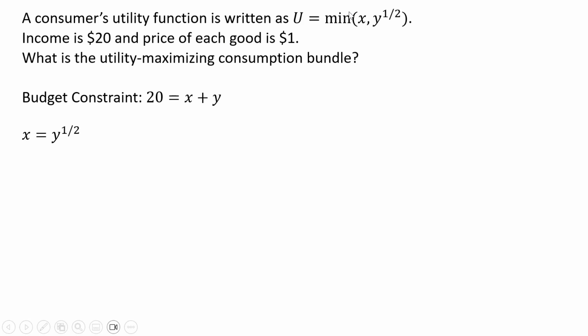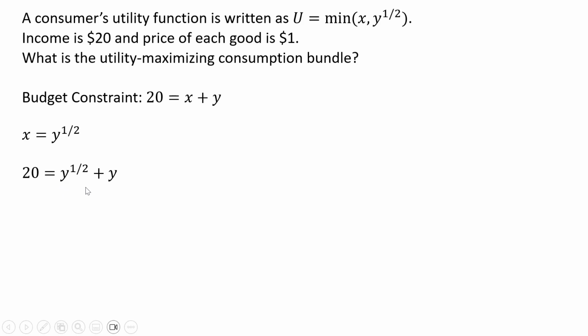I'm going to look at this utility function, and I'm going to set X equal to Y to the 1/2. And now I am going to plug this result into the budget constraint. So where I see X, I'm going to replace that with Y to the 1/2 power. So again, taking this utility function, setting X equal to the square root of Y. If the consumer is maximizing utility, the value of X here will equal the square root of Y. Again, all subject to the budget constraint.